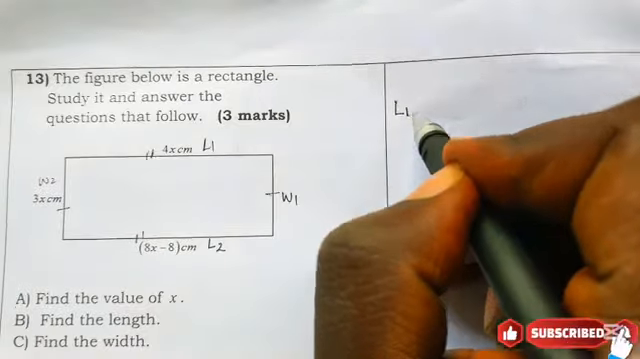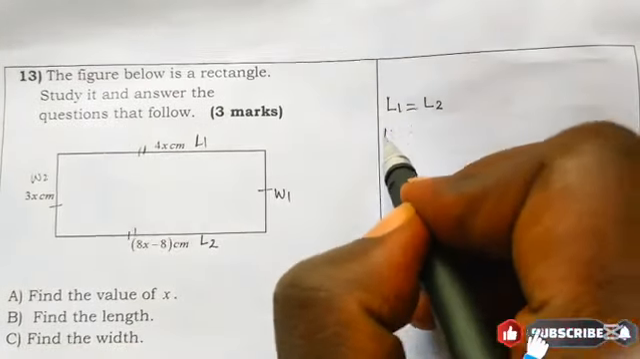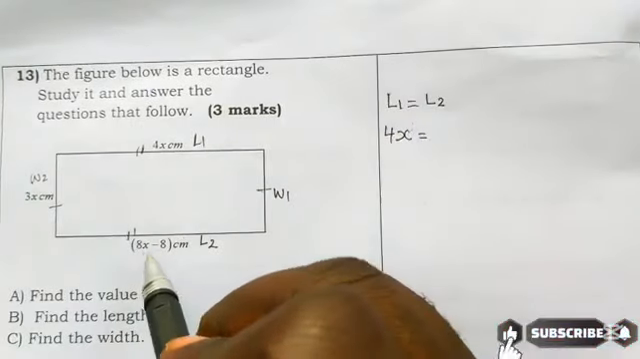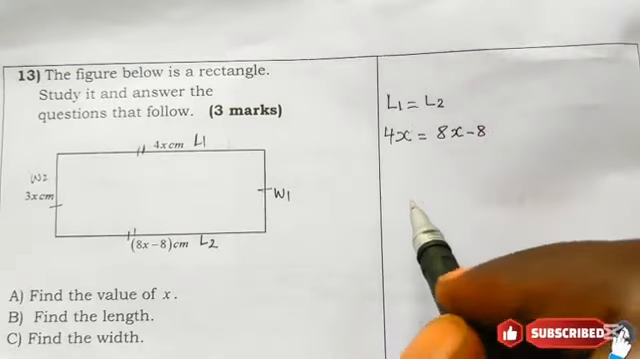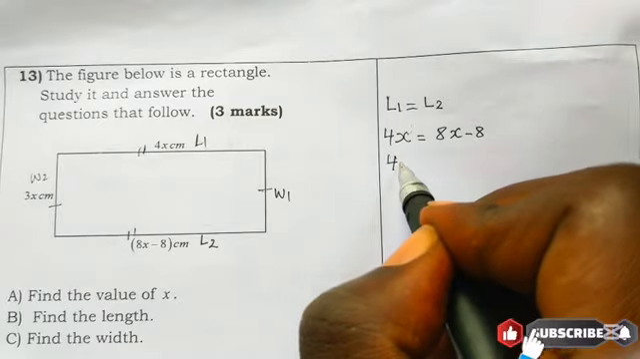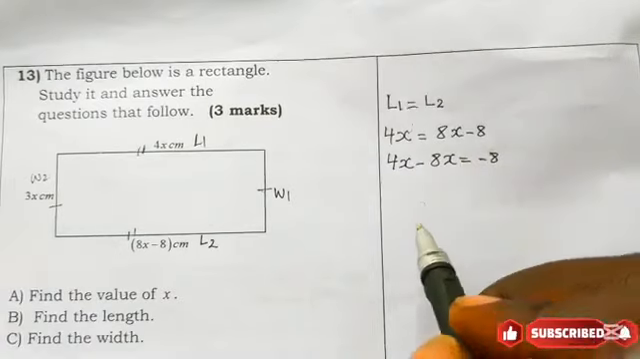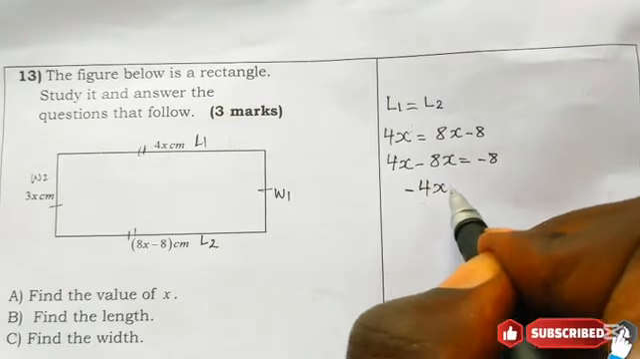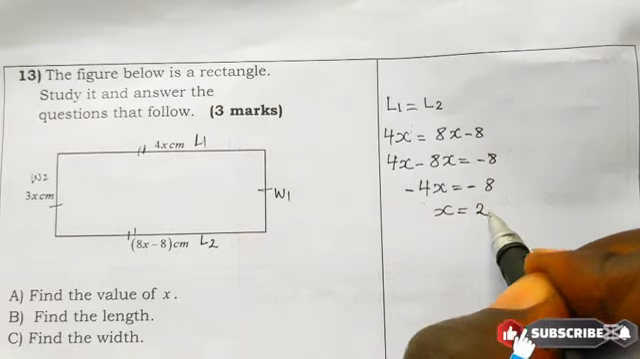Here you have to say length 1 equals length 2. Length 1 is 4x, which equals length 2, which is 8x minus 8. Then we can solve this linear equation nicely. So we have 4x minus 8x equals negative 8. Of course this is negative 4x, which equals negative 8. Then x will be 2.